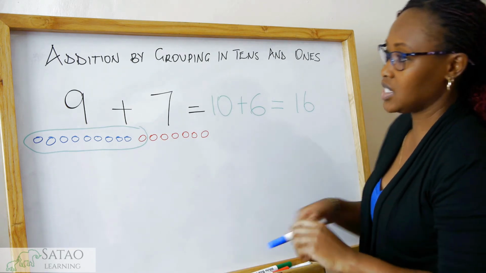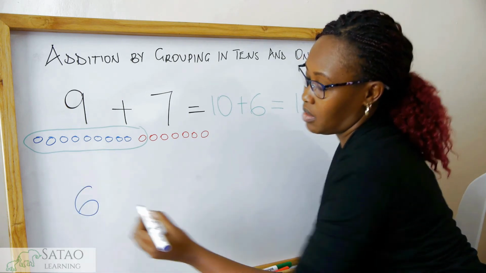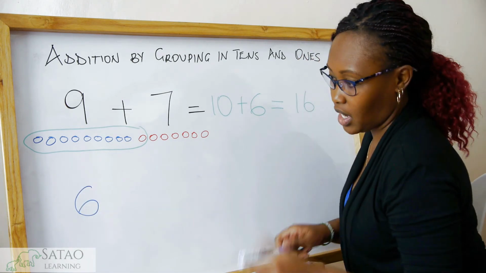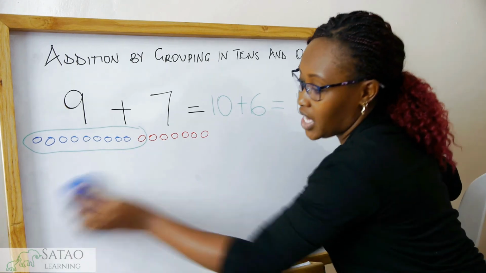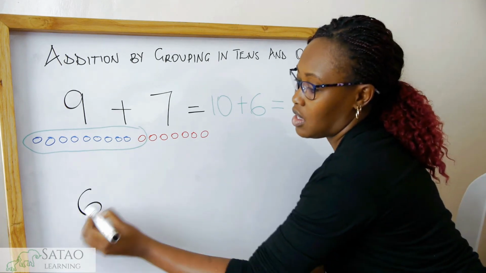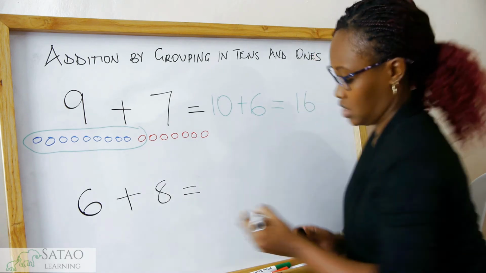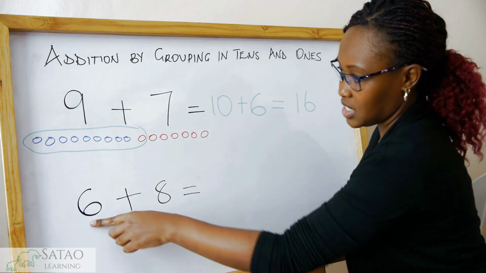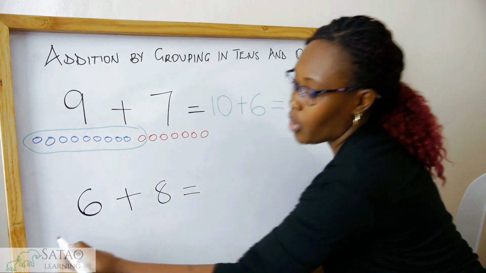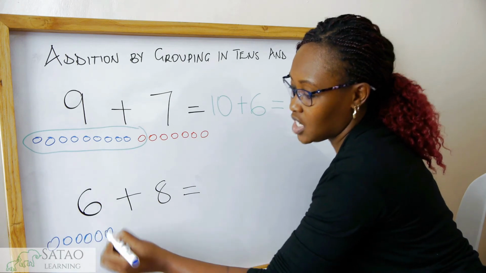Let's look at another example. We can have 6 plus 8. 6 plus 8 equals. So under 6 we draw 6 balls. 1, 2, 3, 4, 5, 6.